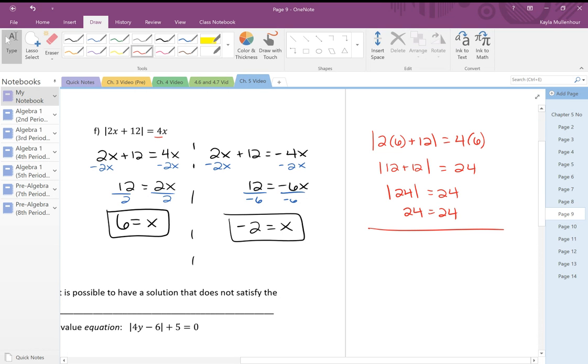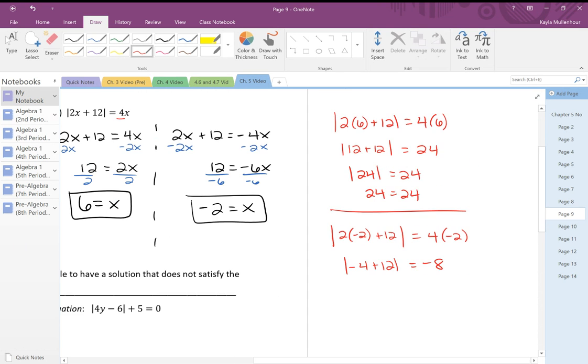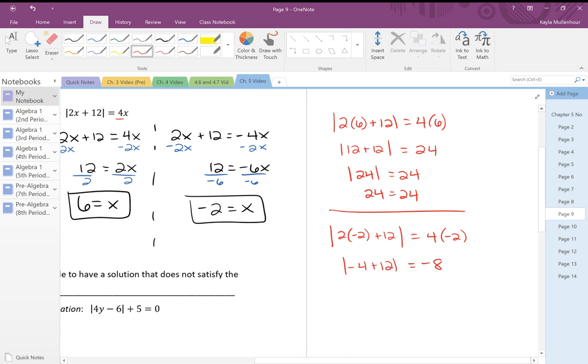And the second one, if I plug in negative 2 for x, 2 times negative 2 plus 12, does that equal 4 times negative 2? Well, I get negative 4 plus 12 equals negative 8. You could stop right there because we're saying the absolute value of something equals a negative number, and that is never, ever going to happen. Even if we say 12 minus 4, which is 8, we end up getting 8 equals negative 8. That is not true, okay?